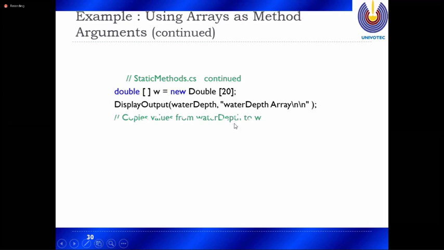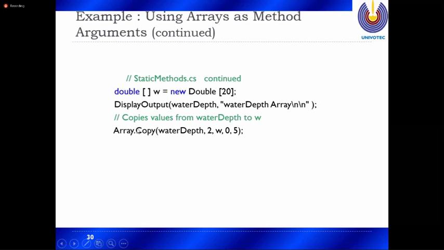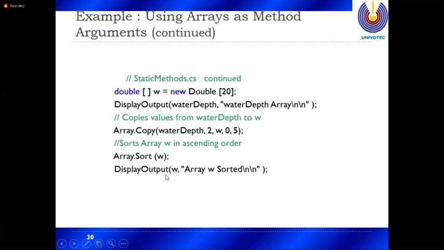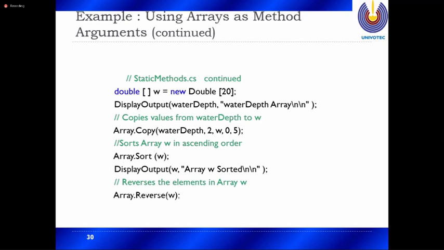Then we copy values from the array with Array.Copy(waterDepth, 2, W, 0, 5), starting at index 2 and copying 5 elements into W from index 0. Okay, it is the array copy. Then Array.Sort, and you can show the array after that copy. Display output W array. W is the array type. Then reverse the elements, reverse, and then we display the output W array.